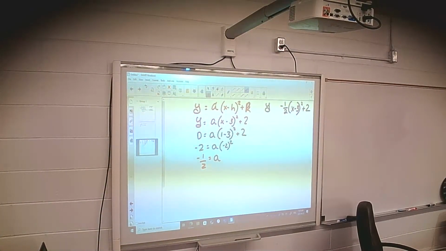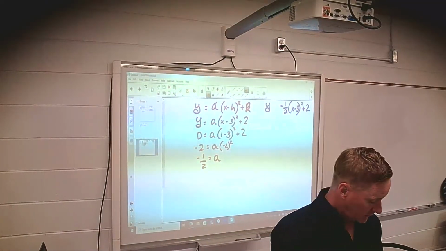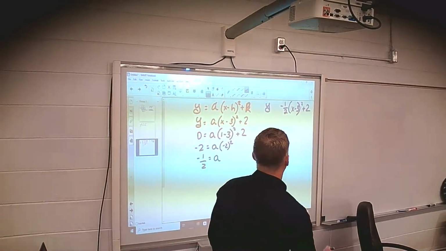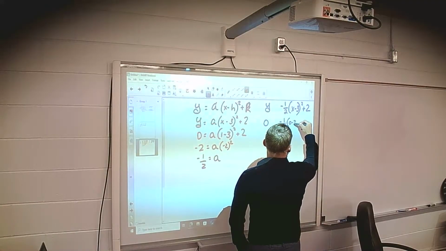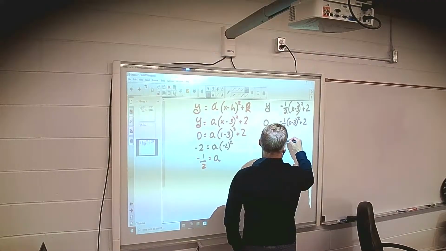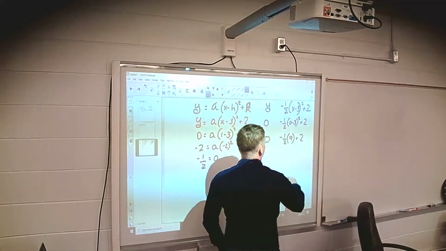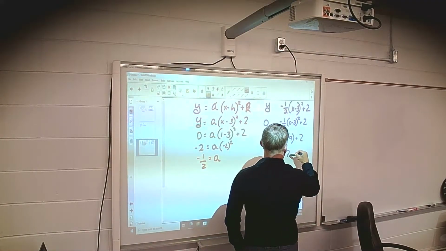So to find the inequality, take a point that is in the shaded region, substitute it in and see which way the inequality has to open to. So let's take 0 and 0. 0 and 0 is in the shaded region, right? So I put 0 in here, and I go -1/2 of 0 subtract 3 squared, add 2. 0 -1/2 of 9, add 2. Okay, -4.5, add 2 is -2.5, right?